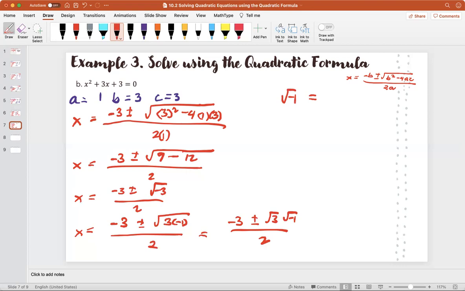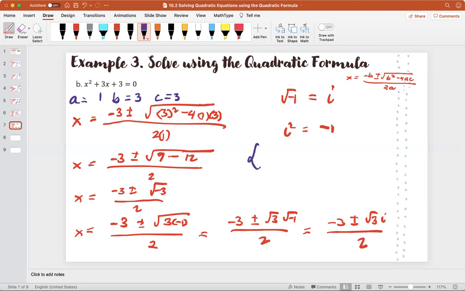So we can write this as the imaginary unit, which is square root of negative 1, and that is equal to i. Also, we note that i squared is equal to negative 1, right? But here we don't need the i squared. What we need is the square root of negative 1, which is equal to i. Therefore, we have negative 3 plus minus square root of 3 i all over 2. And this is the same as square root of negative 3. And that's your x.